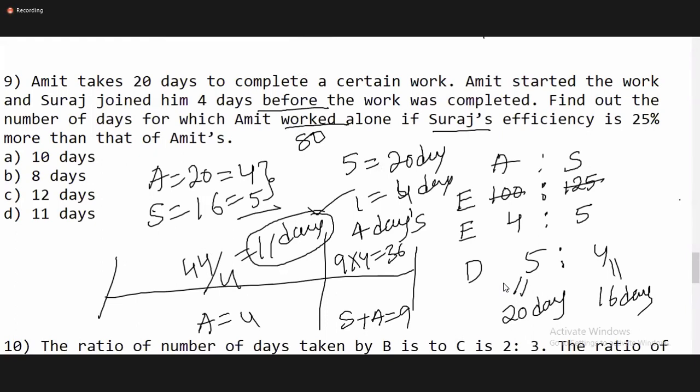I have one more question. Guys, tell me, total work completed in how many days? Yes, 15 days.